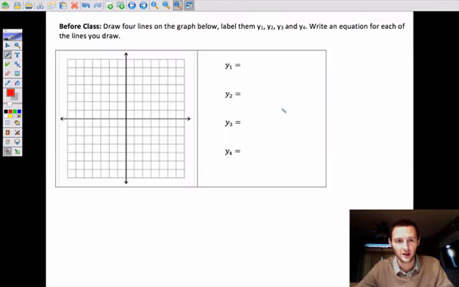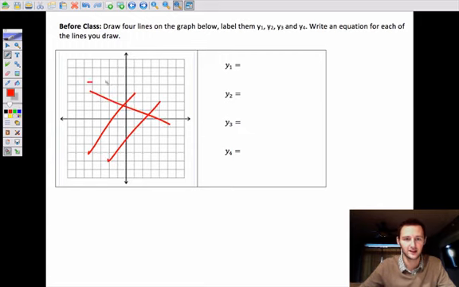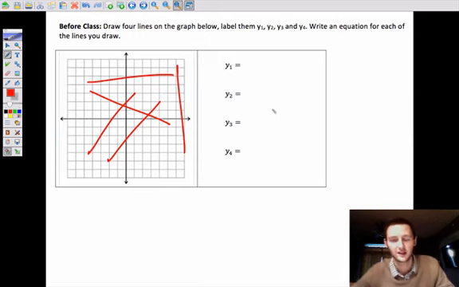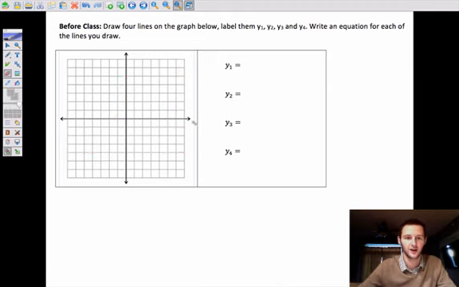Your before class is similar to a lot of the things we've done before. You're going to draw 4 lines on your graph. They can be any type of line. They can be some of those special case lines. They can be some positive, negative lines. It can be a straight vertical or straight horizontal line. And then write an equation for each of the lines that you've drawn on your graph.